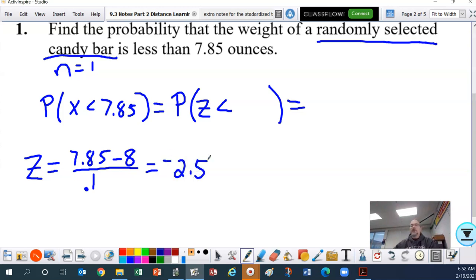All right, and when I do that, ladies and gentlemen, I'm going to get a z-score of negative 2.5. Let me double check to make sure I got that right. 7.85 minus 8. Divide that by 0.1. Yep. Hold on here. That doesn't look quite right. It looks like 1.5 to me. Hold on here, Mr. Ellering. Let's triple check this. Okay, hold on. 7.85 minus 8.